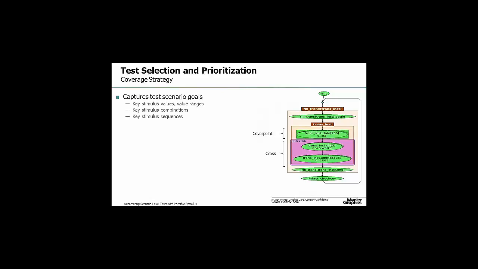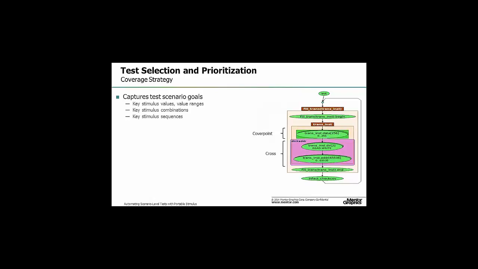So this graph that I just showed you describes the total legal input space, but it hasn't said anything about what the goals are, what are the specific scenarios that we are interested in seeing. And that's the other side of the model, the other half, which is called the coverage strategy. This is where you define the goals for the scenario, the key values, the ranges, the combinations or sequences that you're interested in seeing.